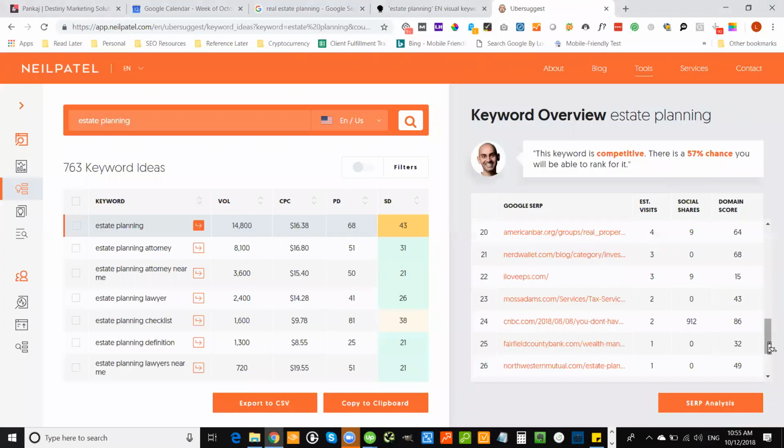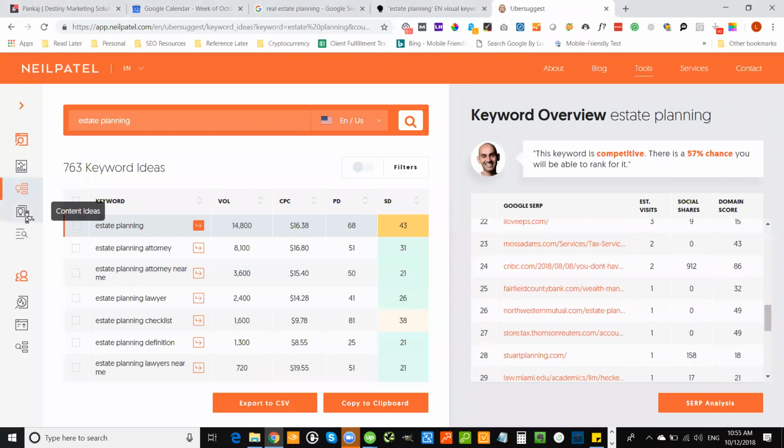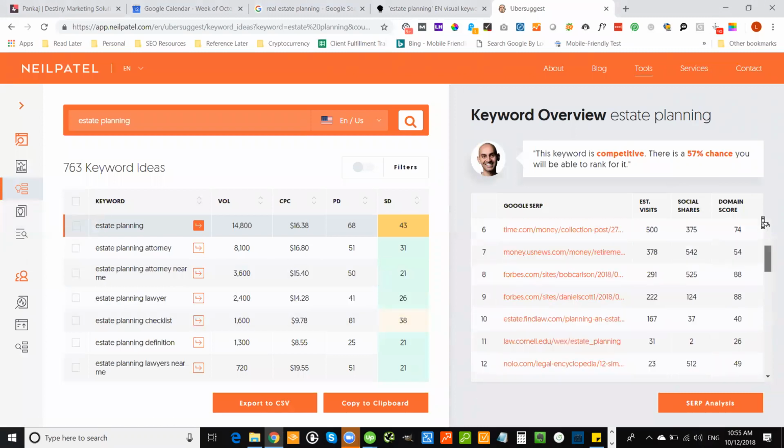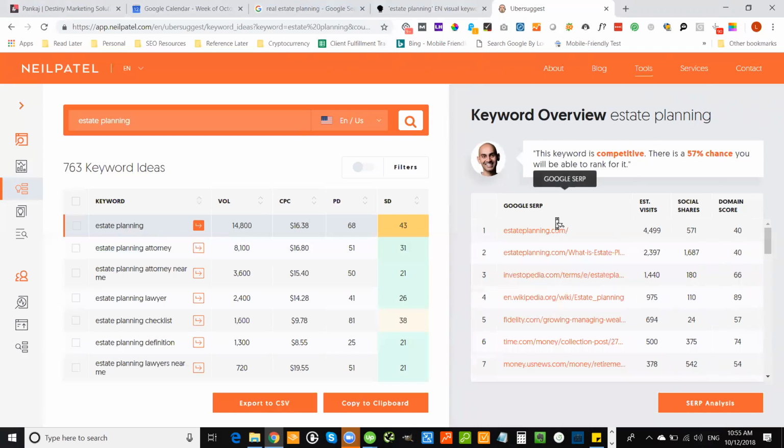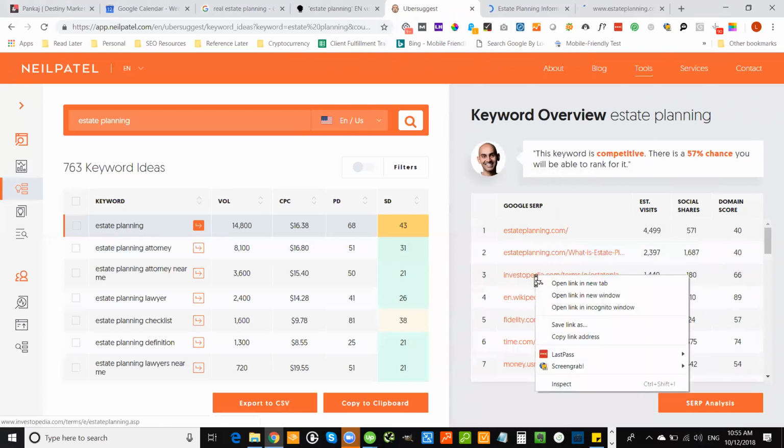And then, one other thing, so this is pretty much Uber Suggest in a nutshell. One other thing you want to look at here are the top pages that are ranking for that phrase. What this little panel over here shows you, for estate planning, are the top pages that are ranking for it. The way you would use this is to go onto the website. Let's just do the top 3. I usually do the top 5, but just for this example, let's do the top 3. And let's see what they're talking about on those pages.